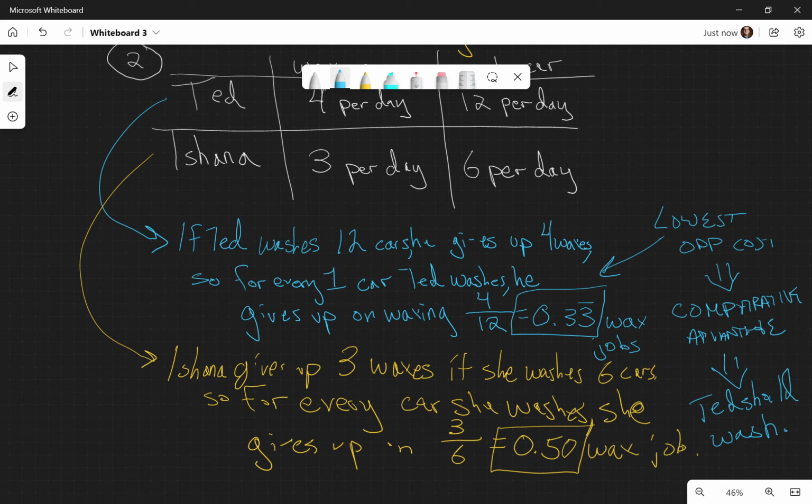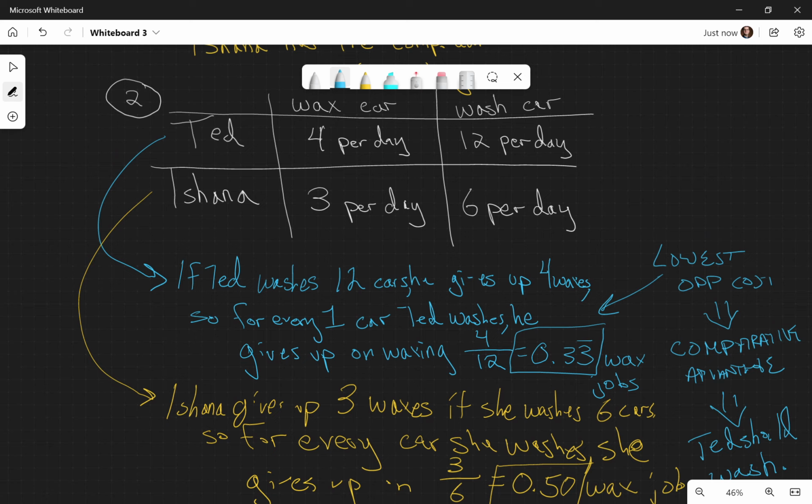These are completely two separate problems, despite the fact that they're the same actors and the same activities. They're two separate sets of productivities. That's why one time we calculate the opportunity cost and say it's Ishana who should be washing the cars, and then with this new set of data, we calculate that Ted has the lowest opportunity cost and should be washing cars because he has a comparative advantage there.